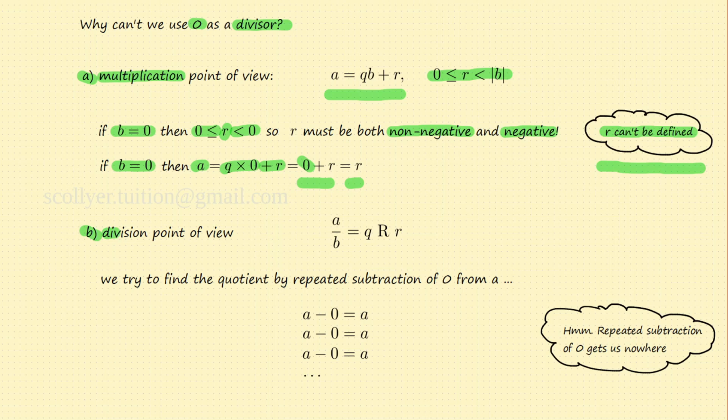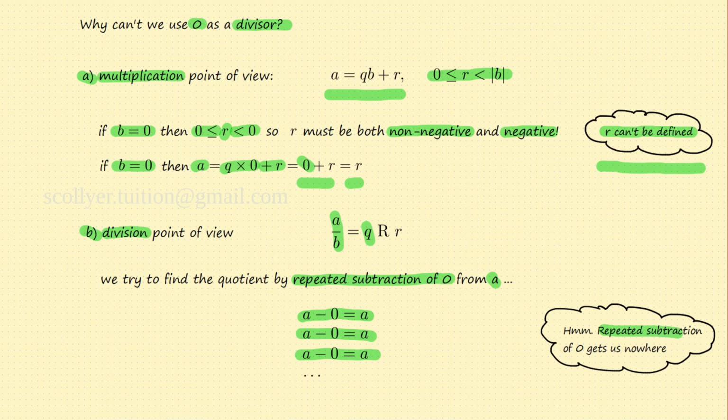From the point of view of division, things aren't any better. If we divide a by b, we want to find the quotient q by repeated subtraction, and in this case, we would be performing repeated subtraction of 0 from a. What happens if we try that? Well, a minus 0 equals a, that's fine. And then we better do that again, it's repeated subtraction. a minus 0 equals a, and then again, a minus 0 equals a. We're not really getting anywhere, are we?